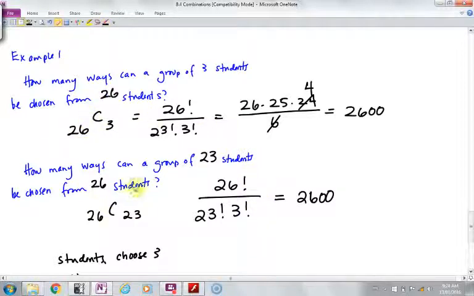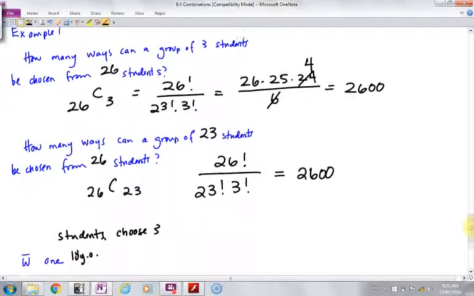26 choose 3 and 26 choose 23 are exactly the same because 3 and 23 add to 26. So this denominator here, when you just look at it, doesn't distinguish between the ones you want and the ones you don't want. You're going to get the same number in any case, 2,600. So if I choose 3 students or if I choose 23 students, I'm going to get 2,600. Questions about that?